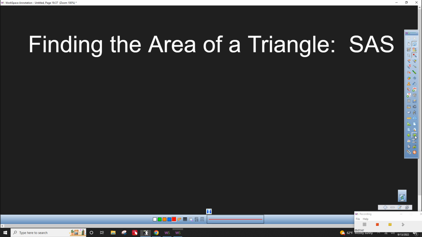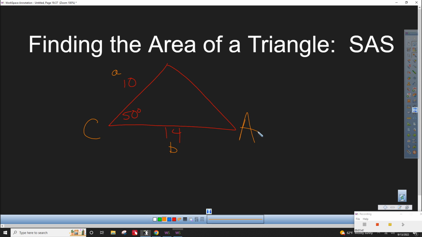Finding the area of a triangle when we're given side, angle, side. Let's say this is 10, and this is 14, and this is 50 degrees. What's the area of this triangle? Well, in this case, we have side a, side b, and angle C, meaning we have the angle in between two given sides. We have that kind of information. Well, if you have that, the area of the triangle is 1/2.